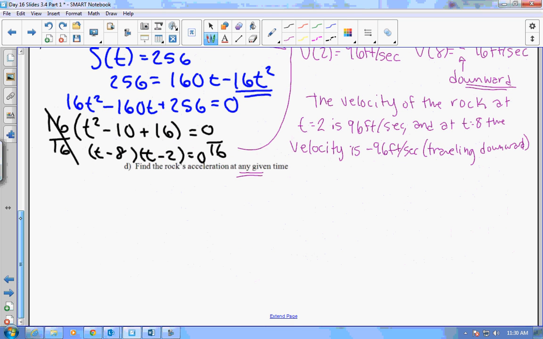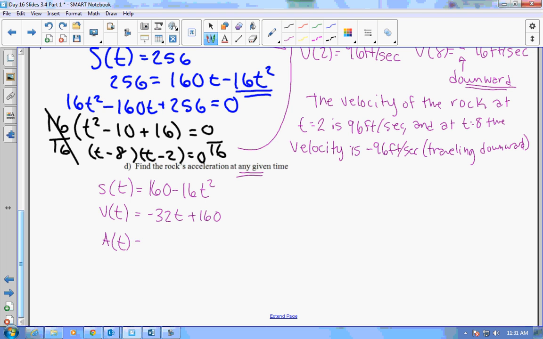Okay, remember position was, where was our position? S of t is at the top of your paper, but I can't see both. 160 minus 16t squared. Velocity, which we already found, was negative 32t plus 160. So what's the acceleration at any given time? Velocity is s prime, right? So how do we find acceleration for any given time?